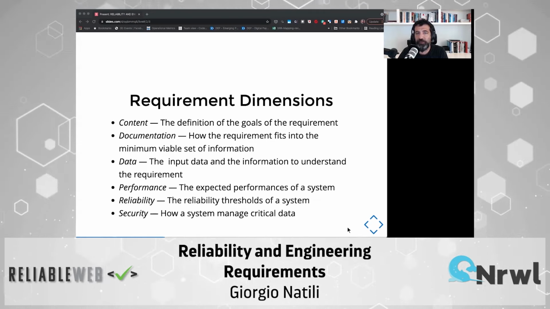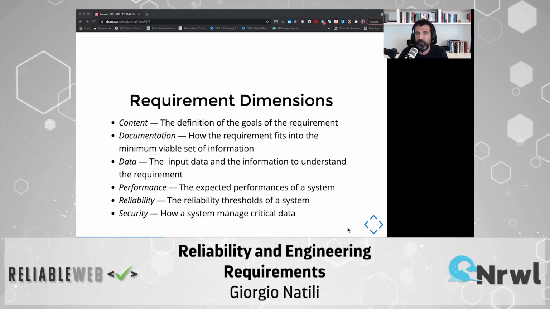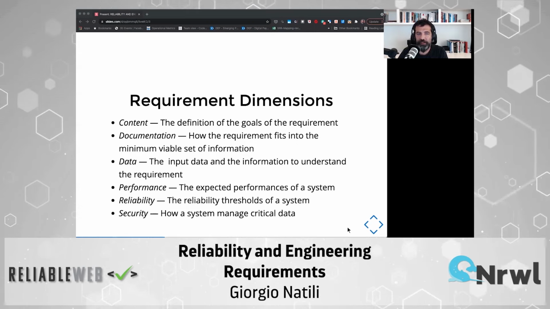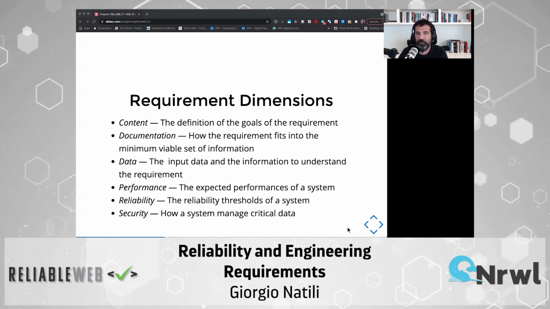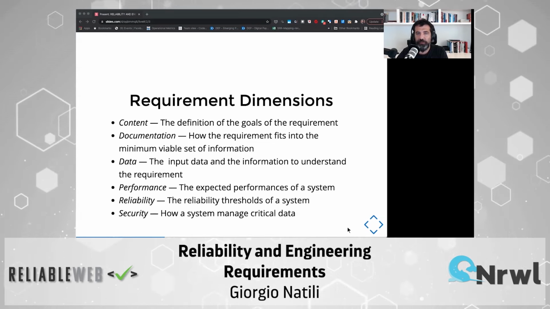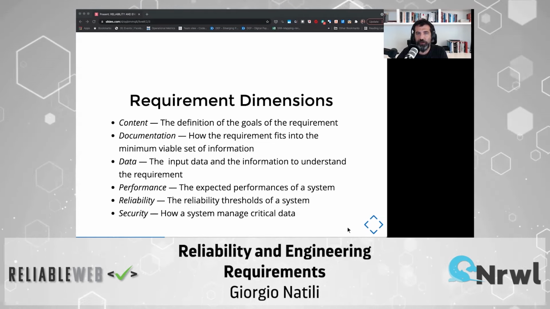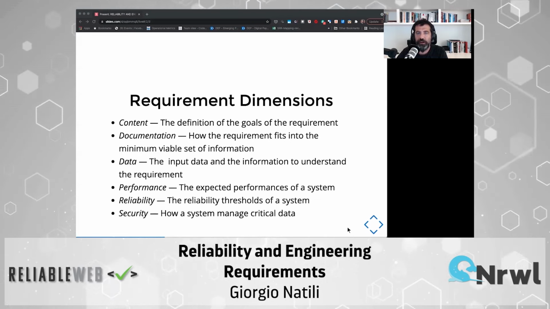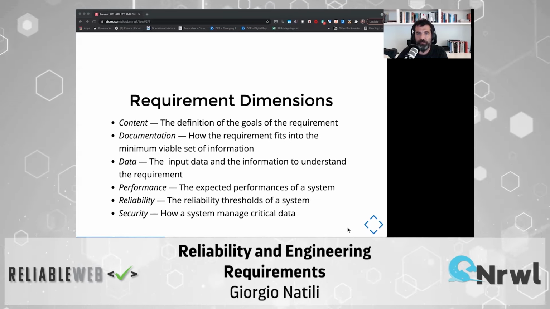If the content, the definition of a goal, of a requirement, is not clear, you cannot build anything that has a reliability that really matters to stakeholders and customers. It's through these dimensions that you can have a dissection of your requirements and an understanding of how these requirements are really performing in your system.